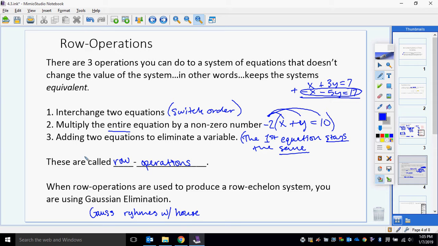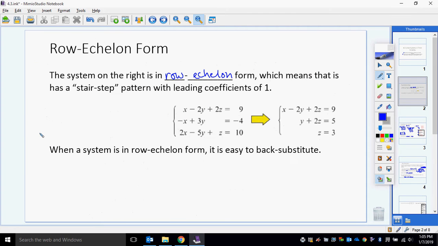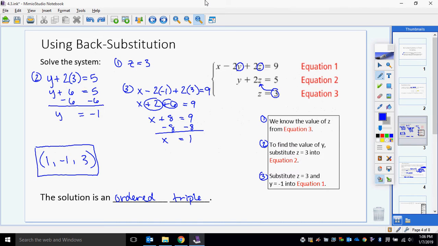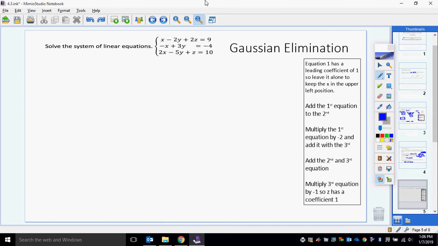Okay, so we're going to use these 3 row operations in order to take a system that's not in row echelon form and put it into a system that is in row echelon form. So let's start with this system of linear equations, and we have 3 variables, and we're going to use the Gaussian elimination method.